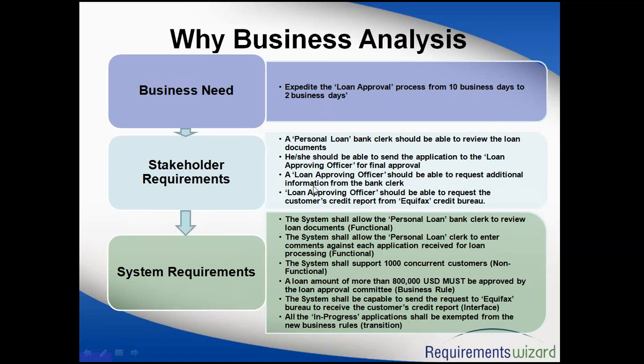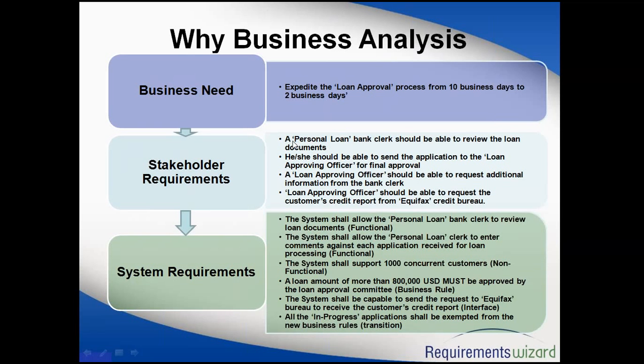Once you have this level of requirements, that's when you start thinking at a system level. And now you will interestingly see how things change. One requirement I have here is that a personal loan bank clerk should be able to review the loan documents, right? That's one requirement I have. But that one requirement can spawn more than one requirement at a system level.